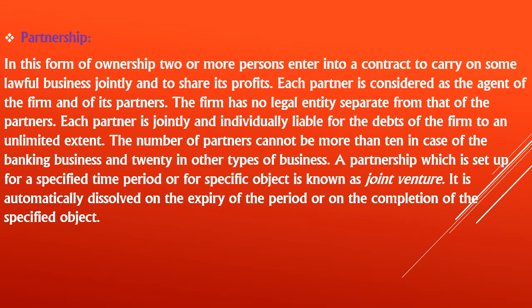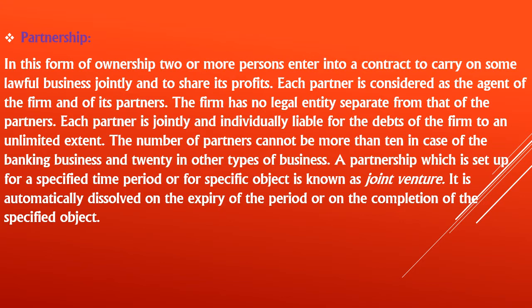The number of partners cannot be more than 10 in case of banking business and 20 in other types of business. A partnership which is set up for a specified period or for a specific object is known as joint venture. It is automatically dissolved on the expiry of the period or on completion of the object.